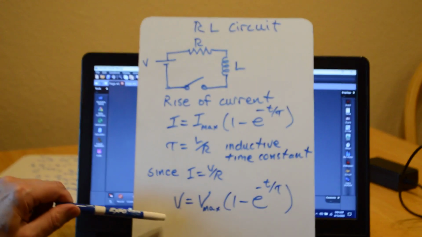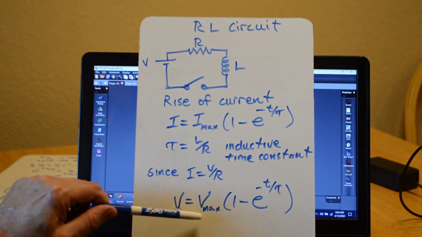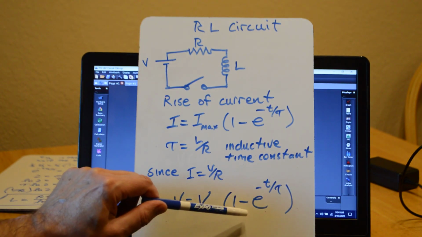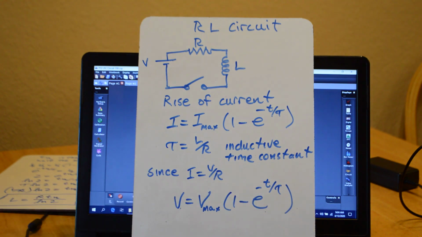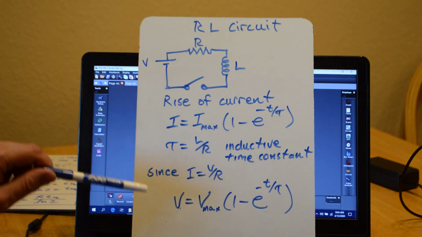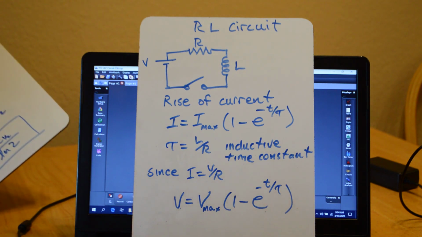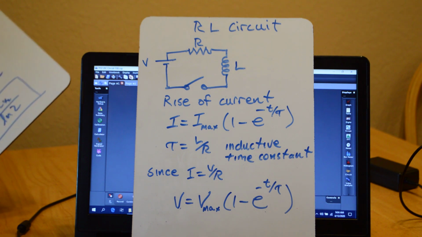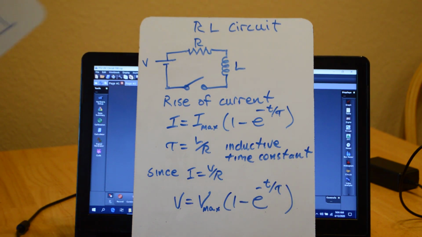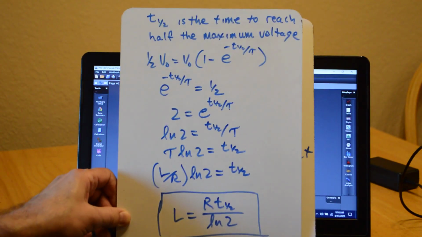And so in terms of the voltage, I have V equals V max times the quantity 1 minus e to the minus t over tau. Notice this is very similar to what we got for the charging of the capacitor. So the equation is very much the same. So the activity we're going to do, a similar activity as in the capacitor, we're going to measure the time to reach the half maximum.